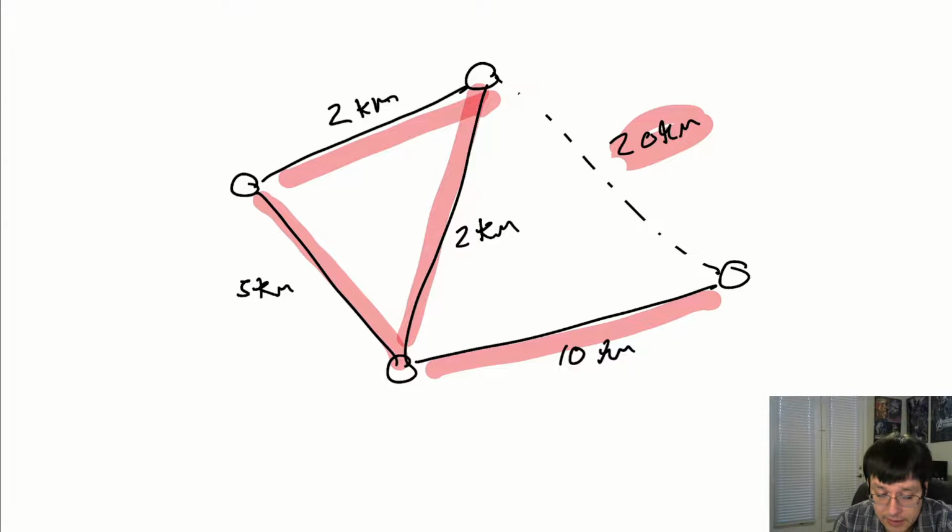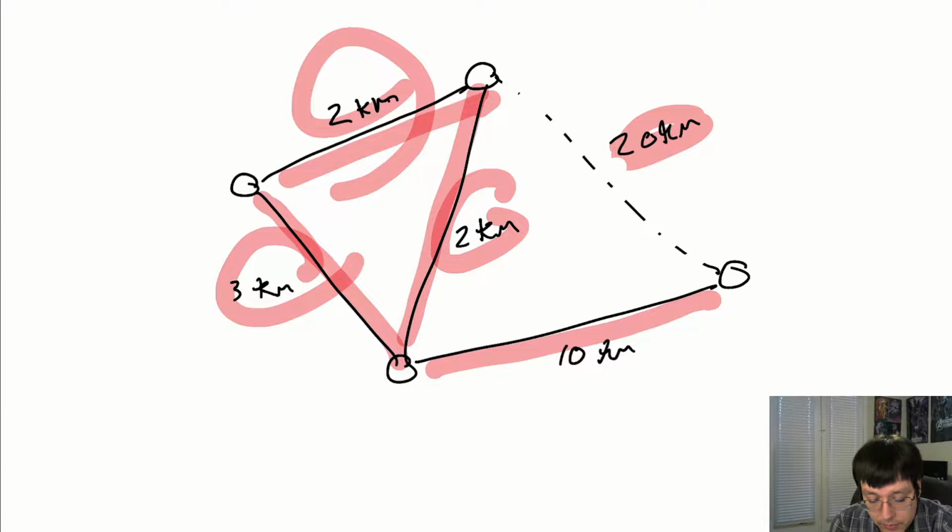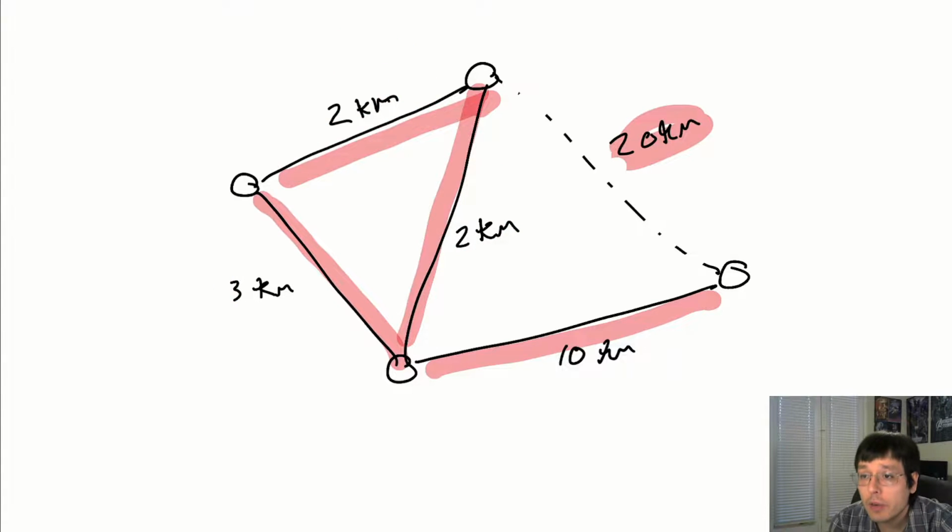Okay. The next thing is, actually, I'm going to change my mind. I'm going to make this 3 kilometers to make a point about this. Okay. The next thing is, you can still cut away more things with this. You can cut away any of these 3. So you can cut away this one, or this one, right? But you want to cut away the biggest one because you're trying to save the most money. So you can cut away the 3 kilometer one.